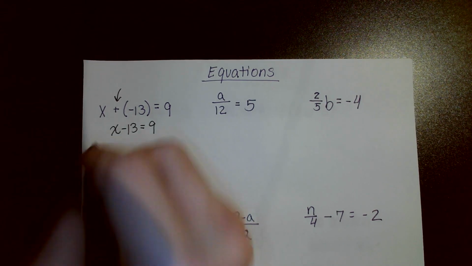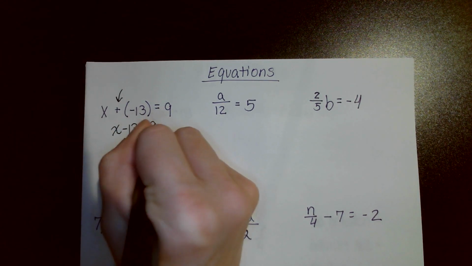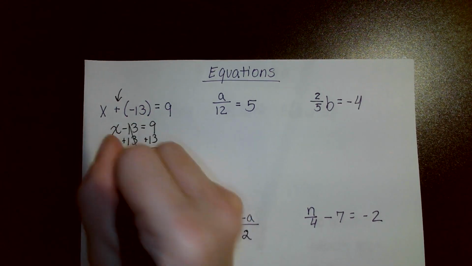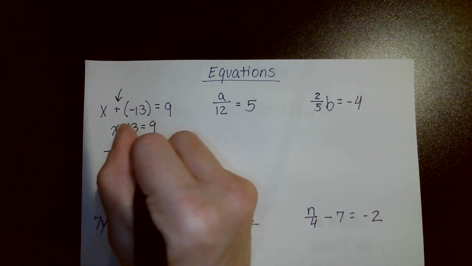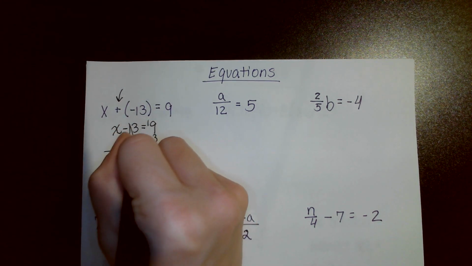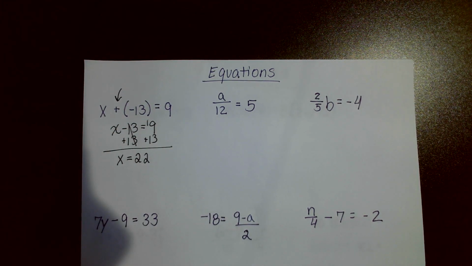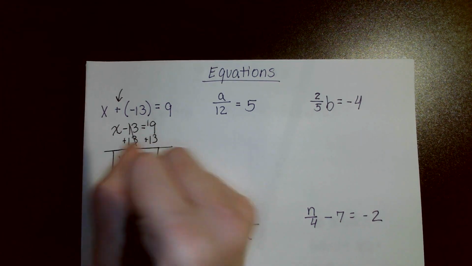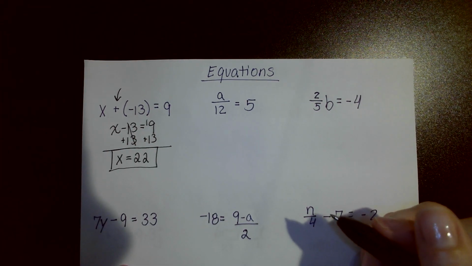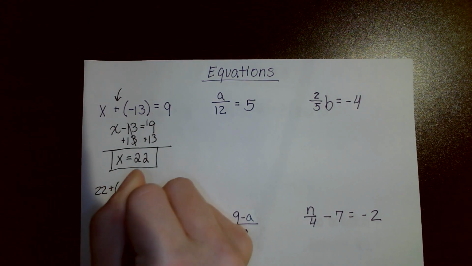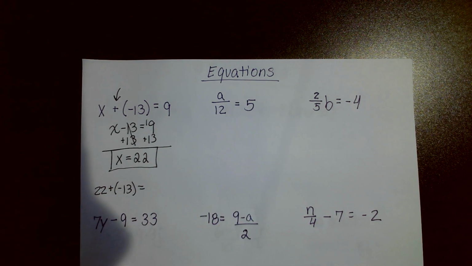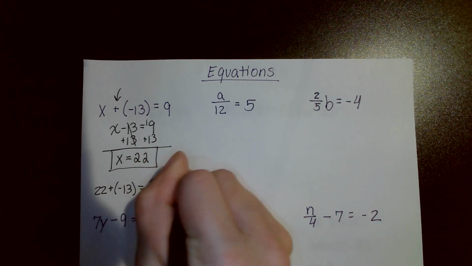Oh, I'm just adding. My inverse operation is addition. So we add 13 to both sides. 13 plus 9. And we get, 9 plus 3 is 12. Carry the 1. 1 plus 1 is 2. So 9 plus 13 is 22. That would be our answer. Now, if I wanted to check this, I would do 22 plus negative 13. And if I plug that into my calculator or do the math, I get 9 as my answer.